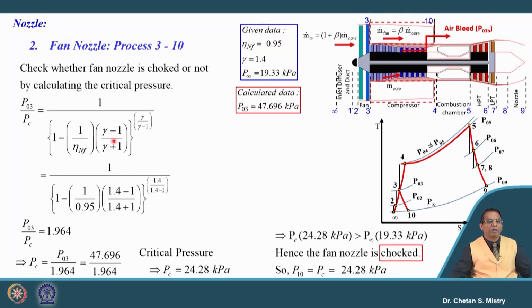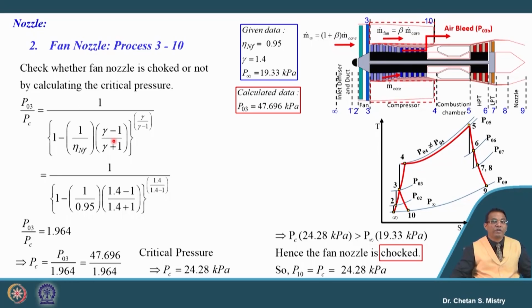Now, we will compare this with our atmospheric pressure. The atmospheric pressure is 19.33 kilopascal, which means this nozzle is also a choked nozzle, and for that our exit pressure will be the critical pressure, 24.28 kilopascal.